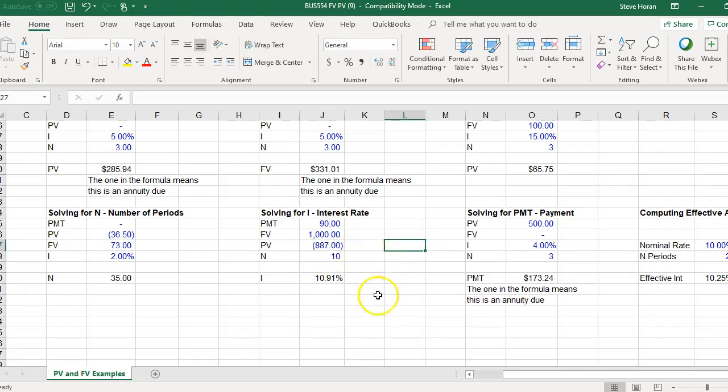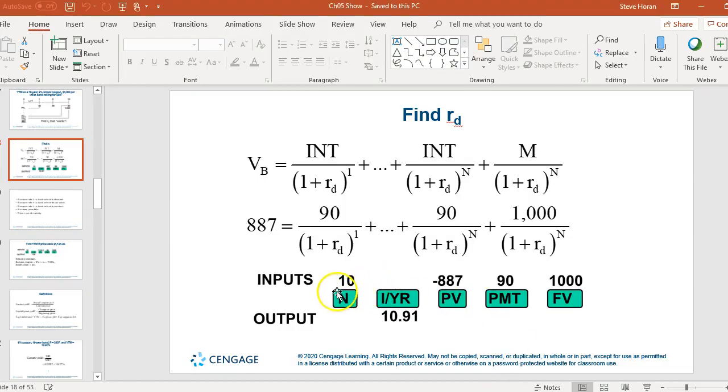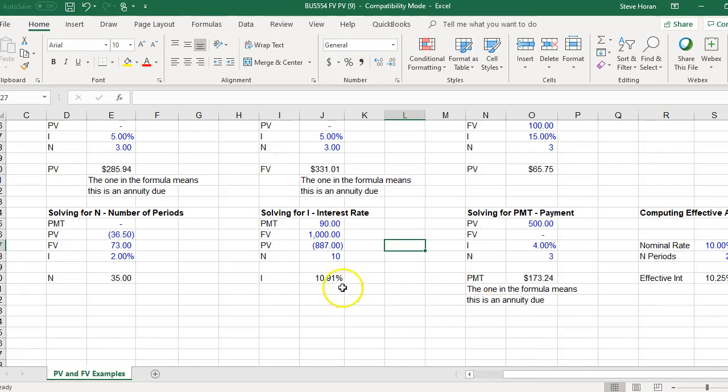So let me just show you what I did again. I did that really fast. I just took these inputs here that they gave us on this problem, 10-year bond. It sells today for $887. That's the present value. It's the sale price today. The coupon payment is $90. The future value when the bond matures is $1,000. That means its yield to maturity, the R, is 10.91. Okay, so the yield to maturity in that bond, if I bought it today for $887, I own it for 10 years, my yield would be 10.91.